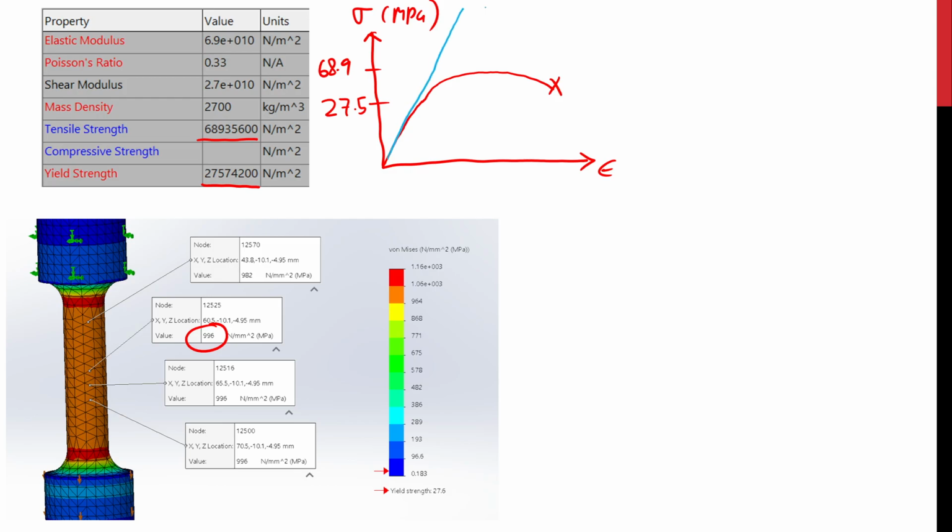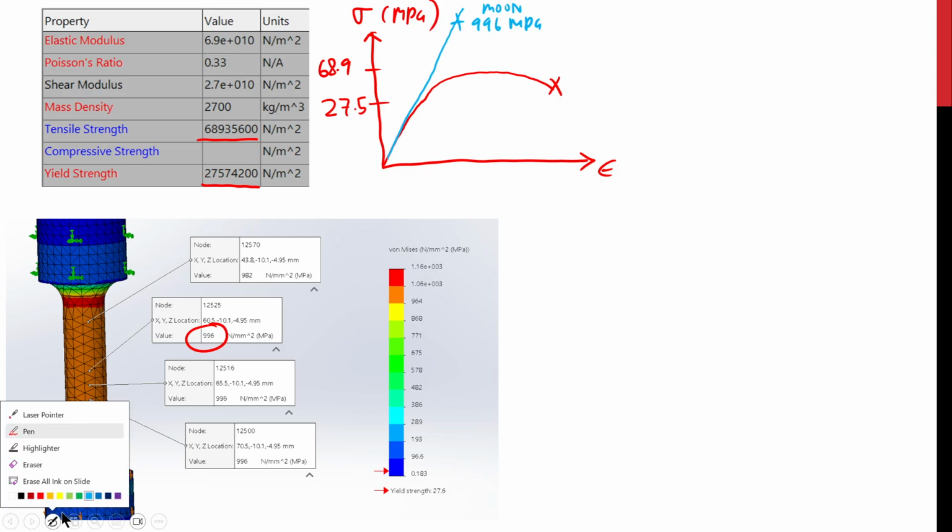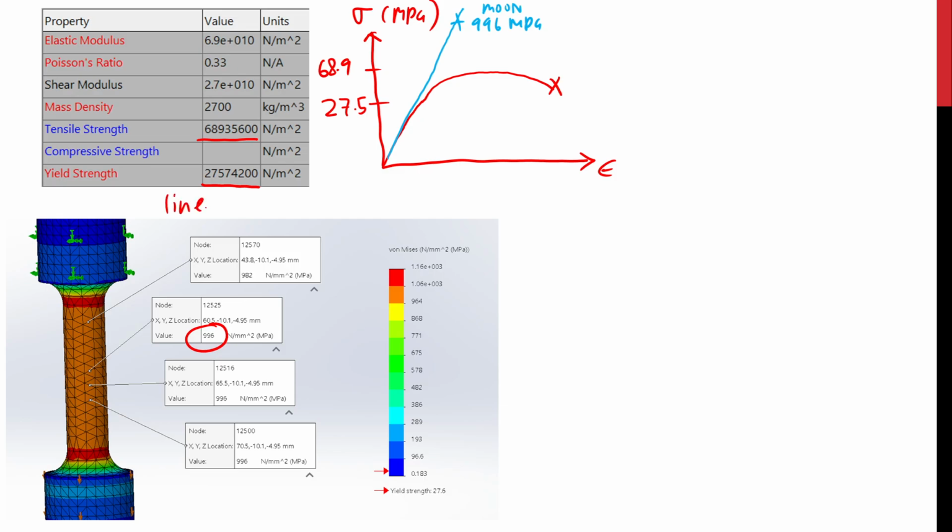To the moon. Somewhere here. How much? 996 megapascal. So it's actually not true. So now we are going to do an analysis called non-linear. This one is called linear elastic. Currently we are doing non-linear. So let's try. It's quite quick.